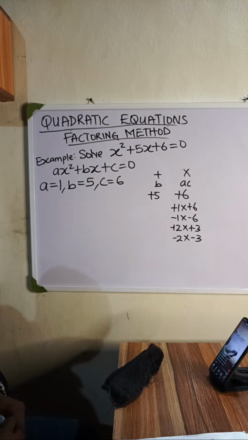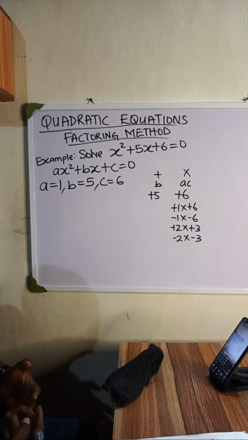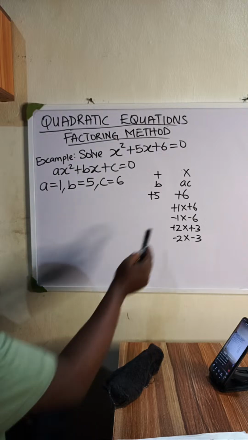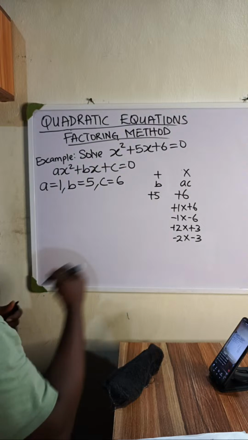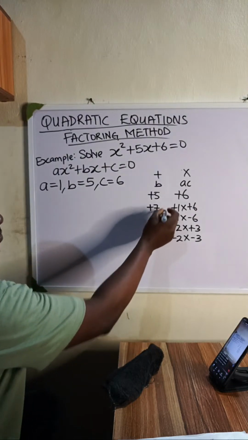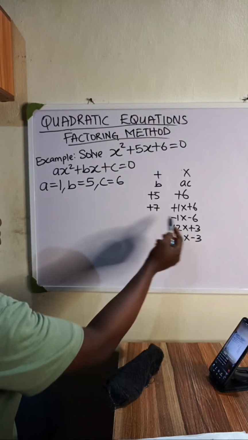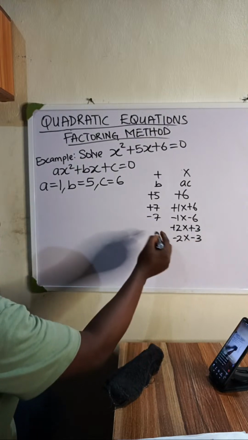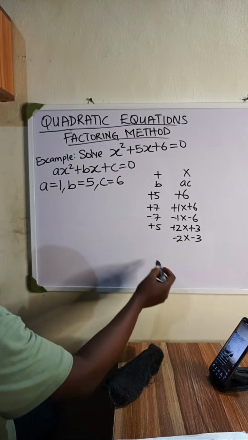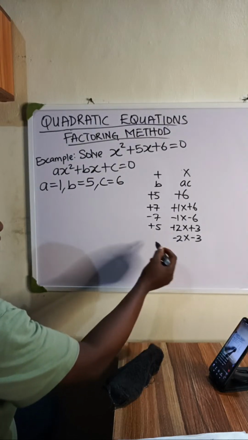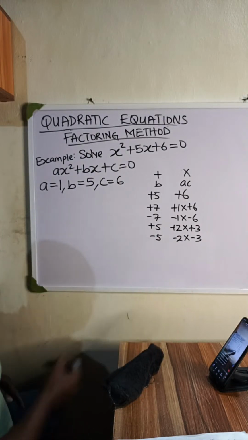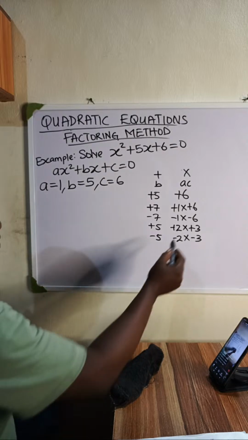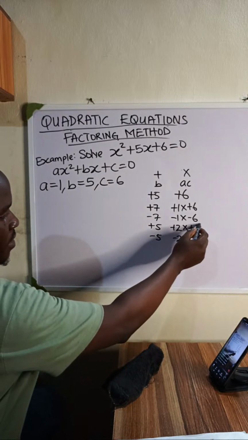But among these numbers, which ones will add up to give us plus 5? Plus 1 plus 6 will give us plus 7. Minus 1 minus 6 will give us minus 7. Plus 2 plus 3 will give us plus 5. Minus 2 minus 3 will give us minus 5. This means the combination of values that will give us plus 5 is this.